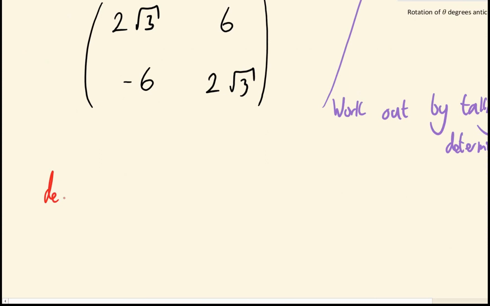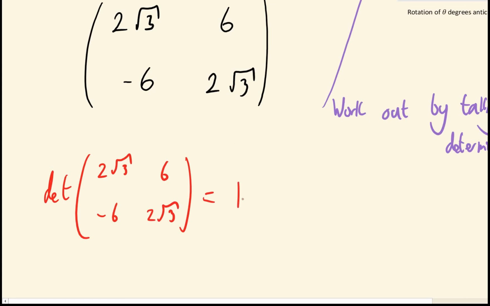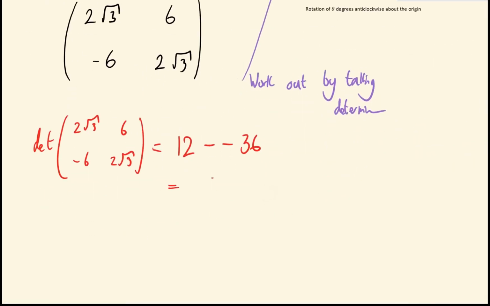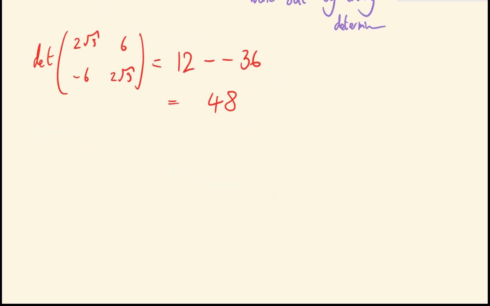So the determinant of this matrix will equal 2 root 3 times 2 root 3. That is going to be the same as 4 times 3, which is 12, minus, and I've then got 6 times minus 6. So 12 minus minus 36. So here this determinant is going to be 48. That's not my enlargement scale factor. So my scale factor is going to be the square root of 48.